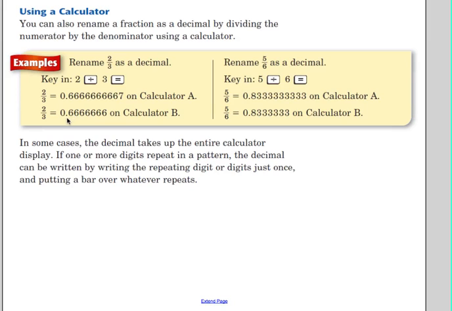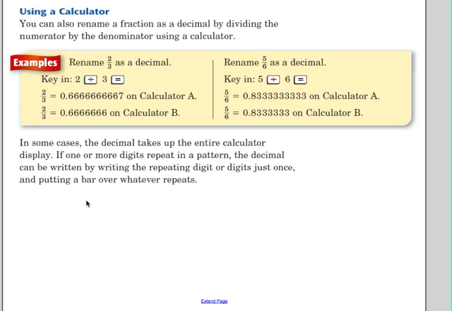But if you round it off, usually we might round it to like the nearest hundredth, you can see that it would be 0.67. Another example, if you had to rename 5/6 as a decimal, key in 5 divided by 6 equals, and then you get your big long answer. Sometimes they do work out more evenly, but these are examples where probably fill up your calculator display. Usually what we want to do with these is round them to the nearest hundredth, so then we would put 0.83 as the equivalent decimal.